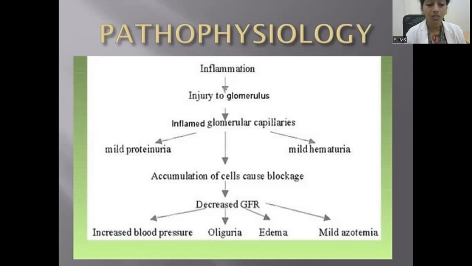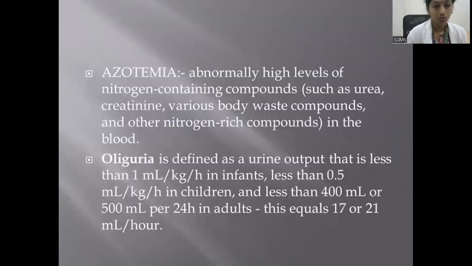So it causes accumulation of cell blockage and finally leads to decreased glomerular filtration rate, where it completely affects the filtration rate. So the nitrogenous waste remains in the blood. So it causes increased blood pressure, oliguria, edema, as well as mild azotemia. Azotemia is nothing but abnormally high levels of nitrogenous compounds such as urea, creatinine, and various body waste products and other nitrogen-rich components in the blood.